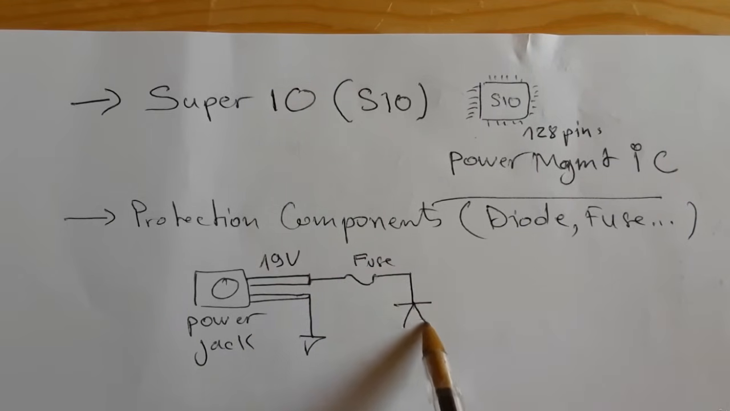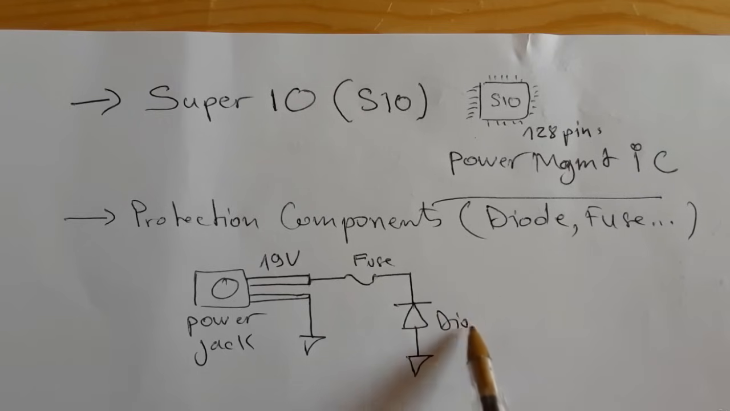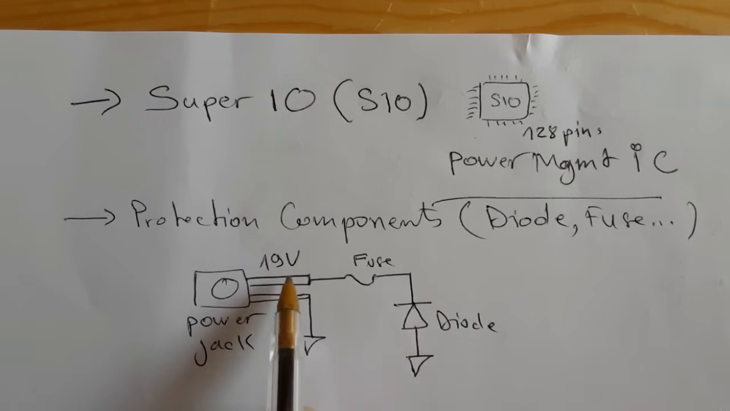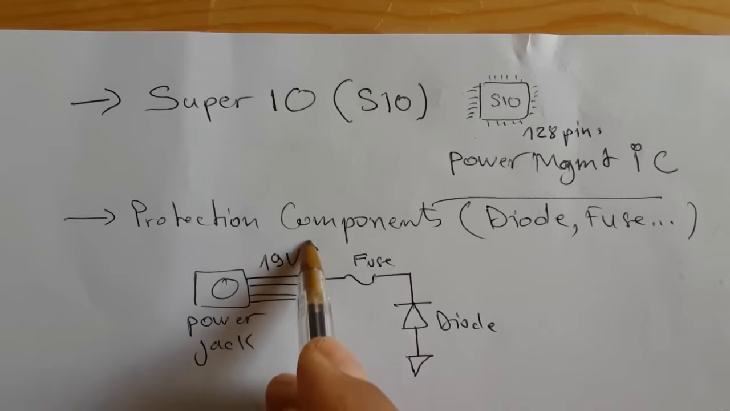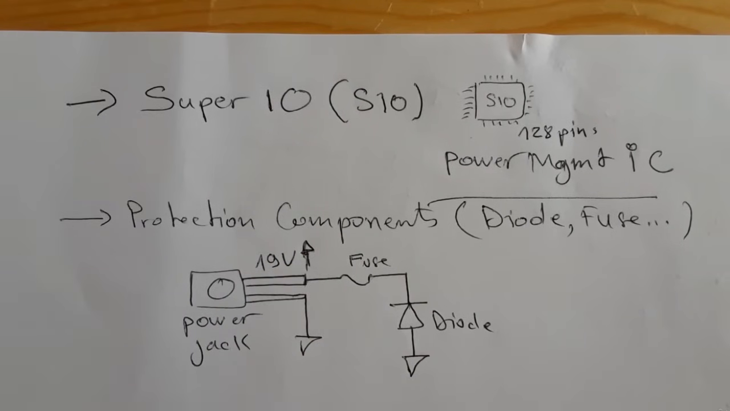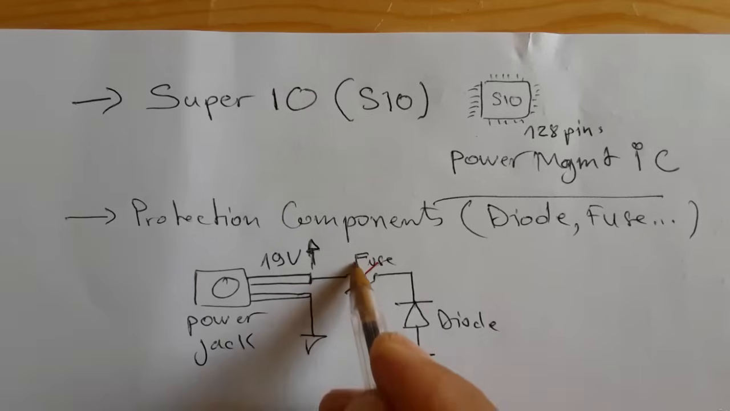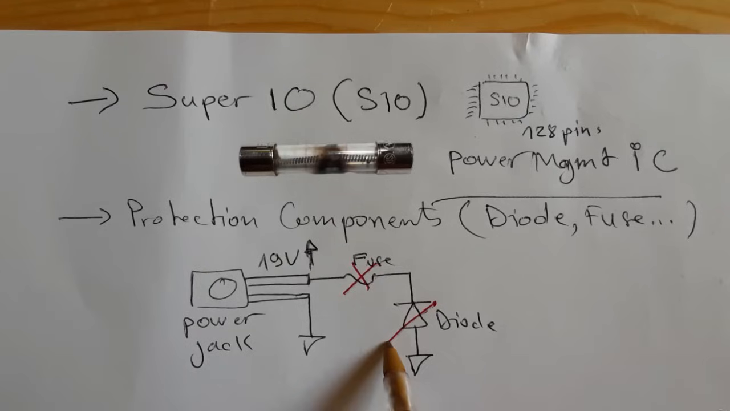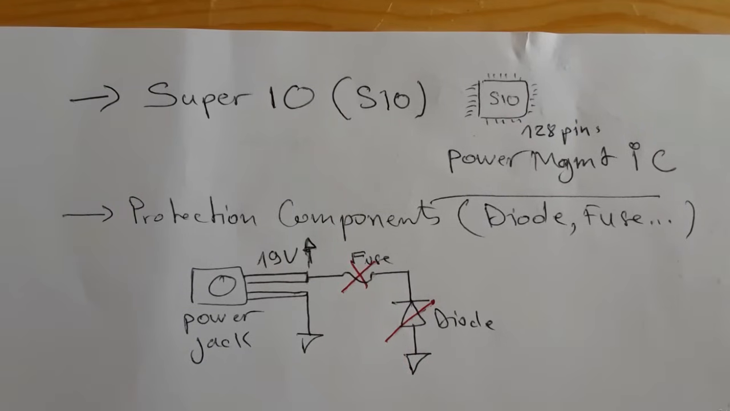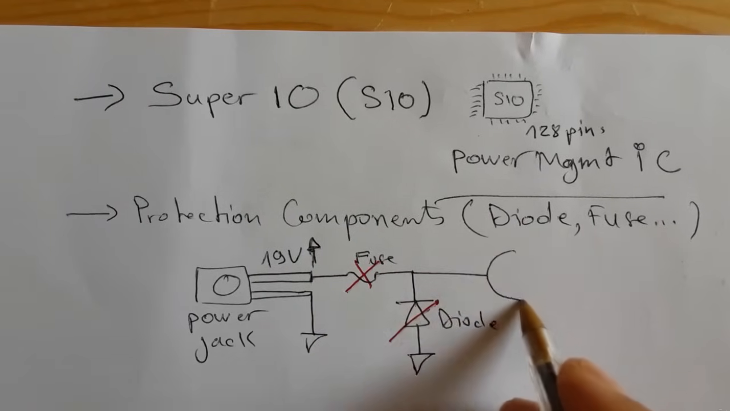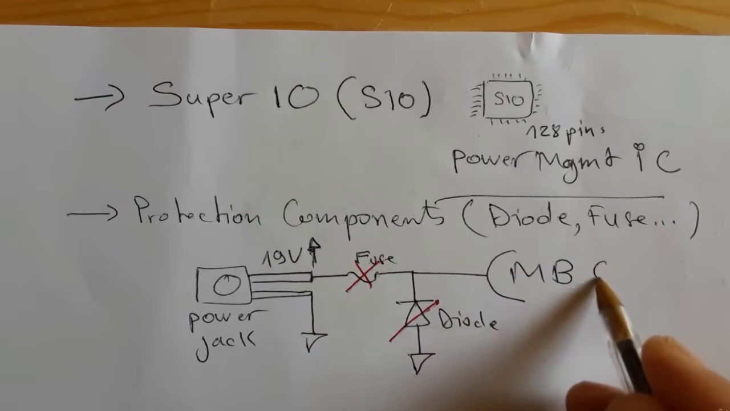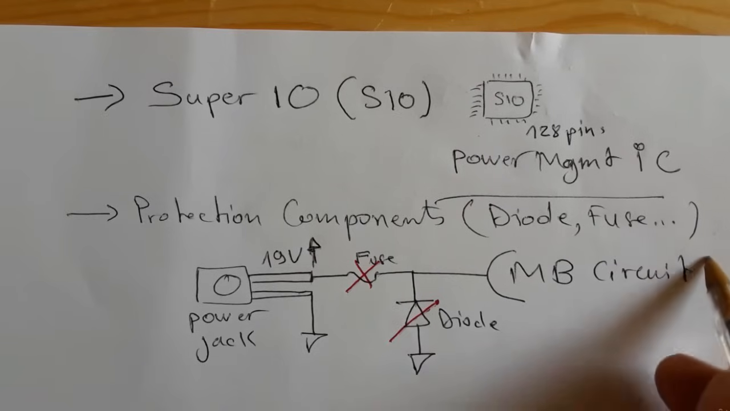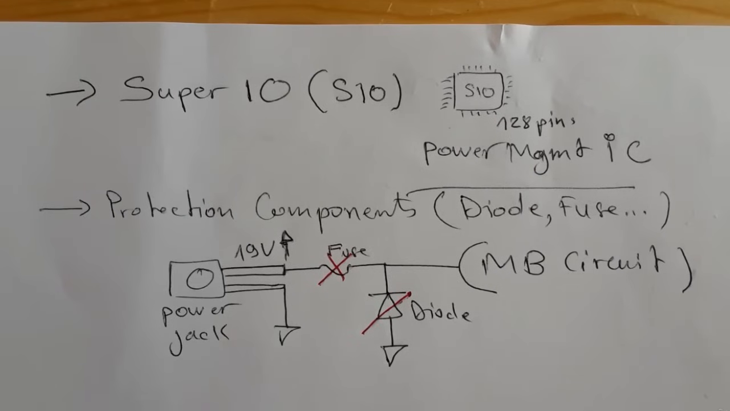Then a double protection, the diode. The diode has the same purpose as the fuse. Also, the diode is for protection. So when there is, for example, a high current or a high voltage, the fuse will be blown out. Let's assume that the fuse is not blown out. The diode will be blown out, and then the motherboard components or circuits will be protected. So in this example, we have double protection, the fuse and the diode.